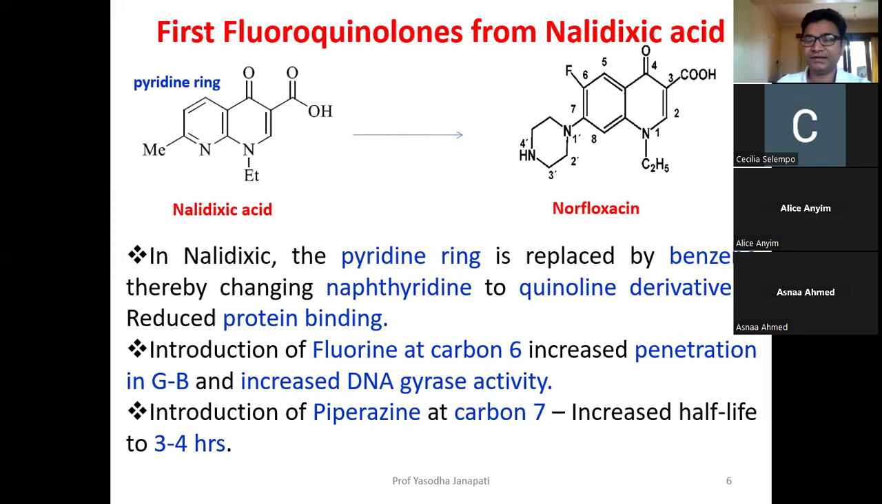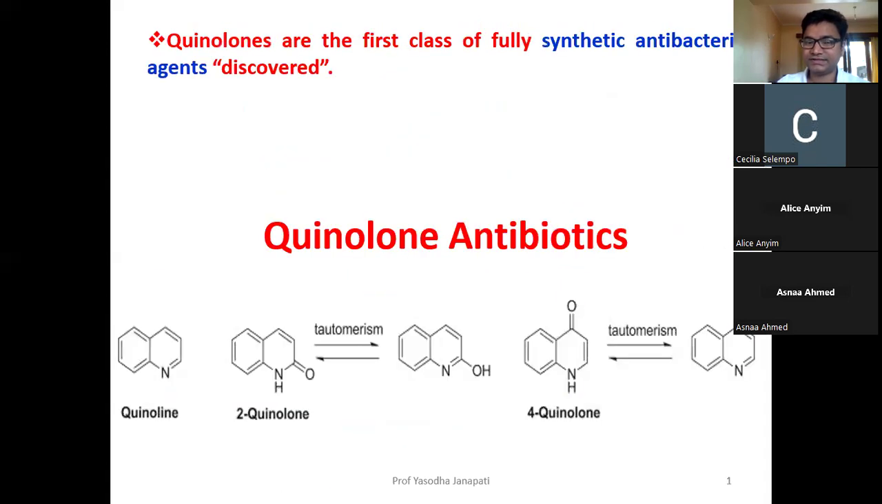Nalidixic acid converting to norfloxacin. So first what we discussed, quinoline. Quinoline is a heterocyclic ring. Generally we get confused with quinine. Quinine is an anti-malarial drug. Then we have seen tautomerism. I think you people studied. But our drugs have 4-quinolones. Simply we kept it here to not get confused. 4-quinolone rings are present in our drugs.